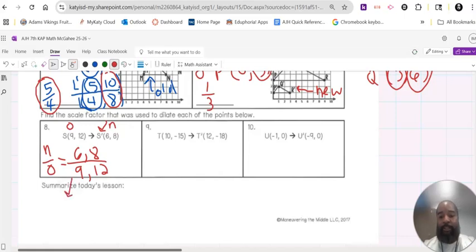Let's go ahead and write that down here. If I divide 6 by 3, this becomes 2 over 3. If I divide 8 by 4, this becomes 2 over 3. So they both have the same scale factor. They both reduce to 2 over 3. So my scale factor for number 8 is 2 over 3. Okay?